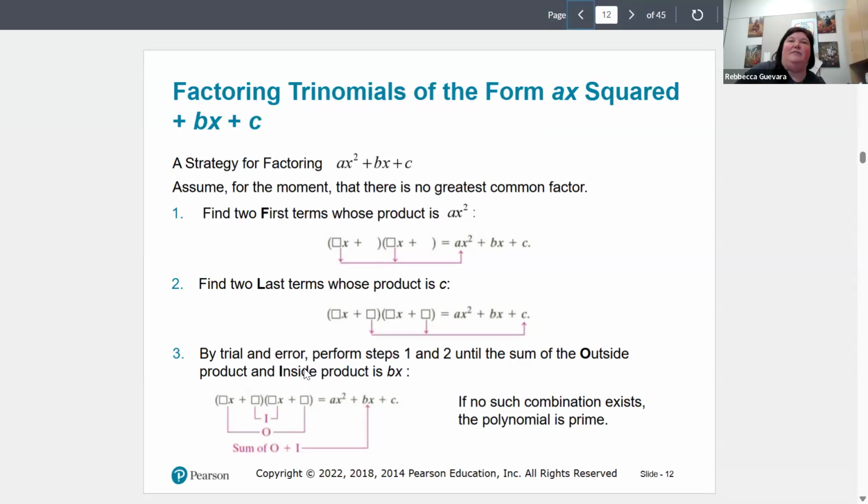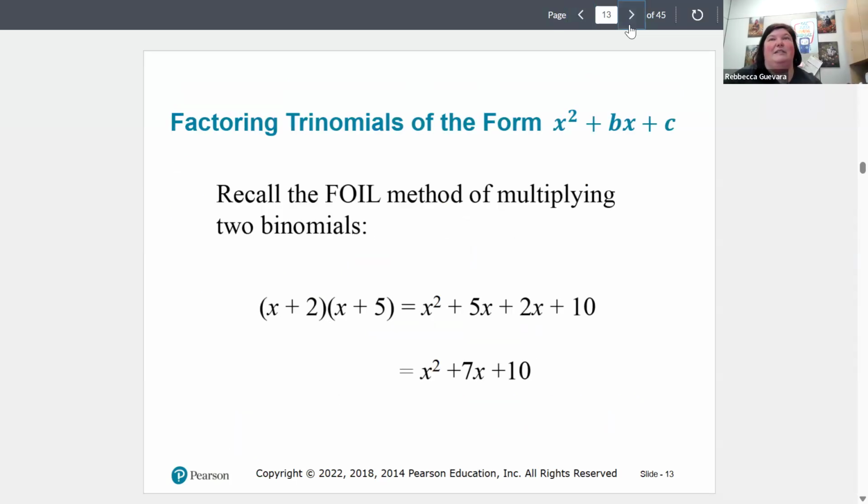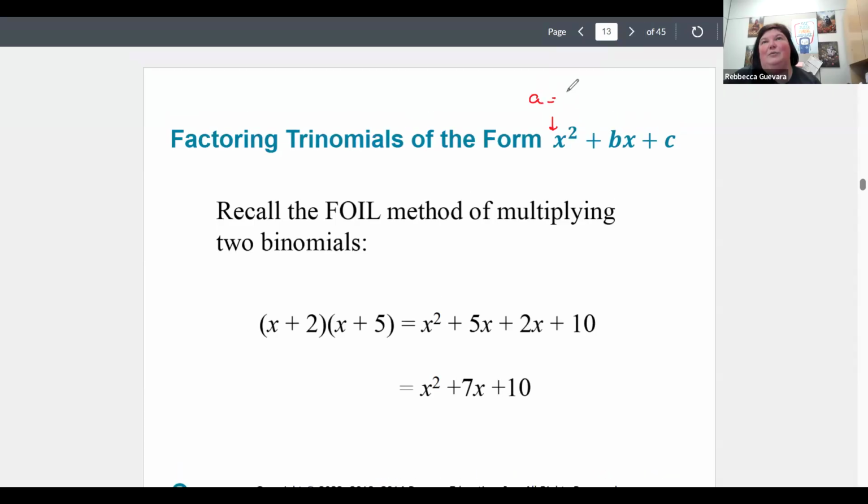Like I said, this method is made really, really easy if, as we see here, I don't have an a, basically my a is equal to 1. If a is equal to 1, this guess and check method is very easy, because all we're trying to do is essentially reverse a FOIL. That's all we're trying to do when we factor trinomials. If a is equal to 1, we're trying to find two terms that are going to give us this x squared, which is pretty much a choice of an x and an x. And then we're trying to find two terms that will give us that c. And then we're just trying to find the combination that's going to give us the center.